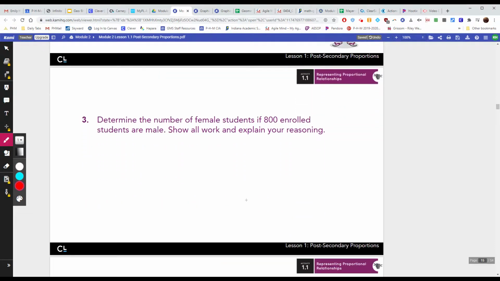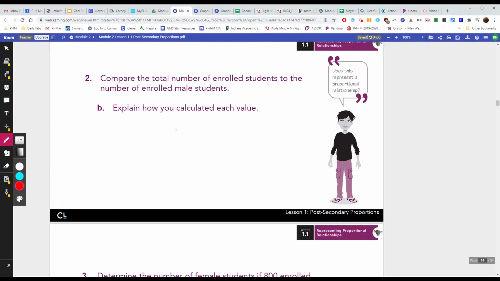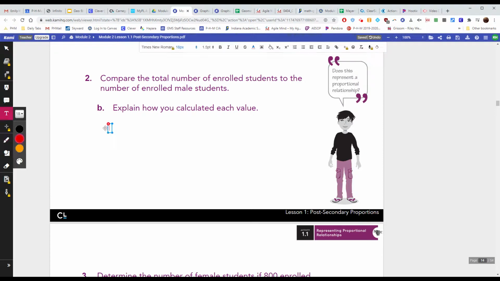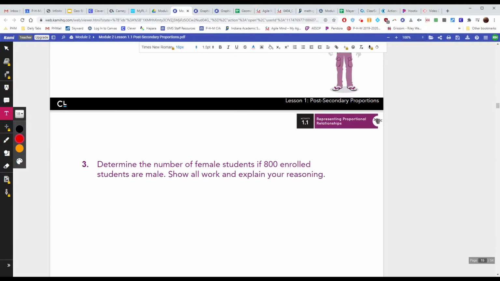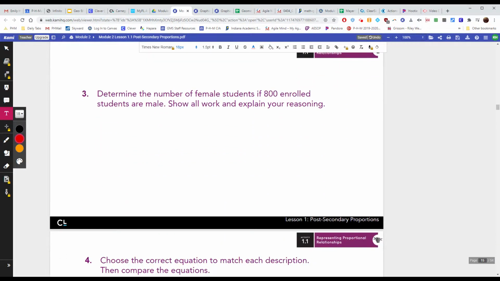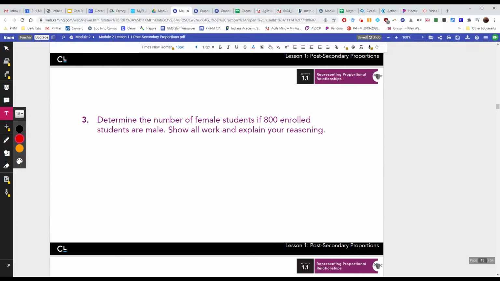Now, number 3, and part B, we used a proportion to solve and to calculate each value. So you can jot that down. Proportions are very, very useful. We're going to use them several different ways. And we're going to finish this video by answering number 3 here. Determine the number of female students if 800 enrolled students are male. So here's the ratio we're looking at.